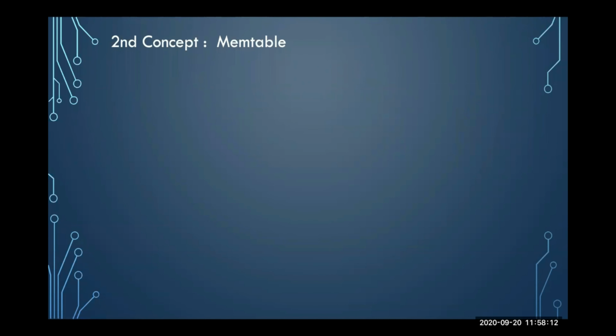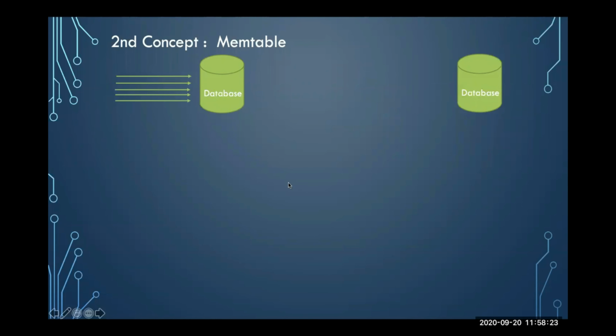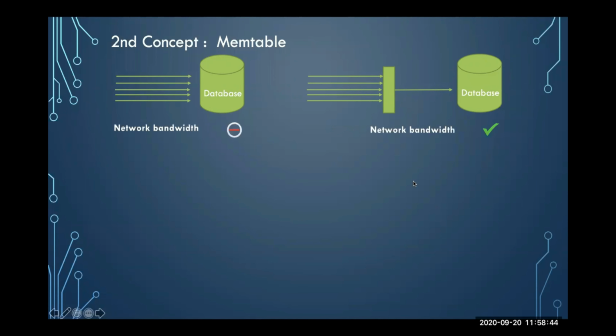Now coming to the second concept used in mem table, say we have two situations. Both have databases, but in the first situation, the writes are directly coming to the database. Whereas in the second situation, we have an in-memory kind of structure, and the writes come to this in-memory structure and they're condensed into one and then written into the database. So now let's analyze the pros and cons of both these approaches.